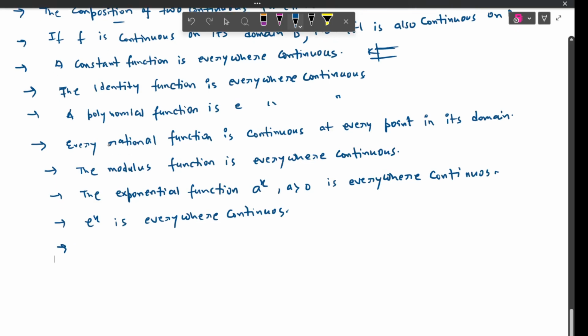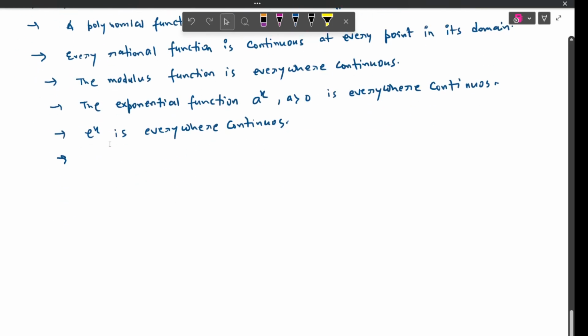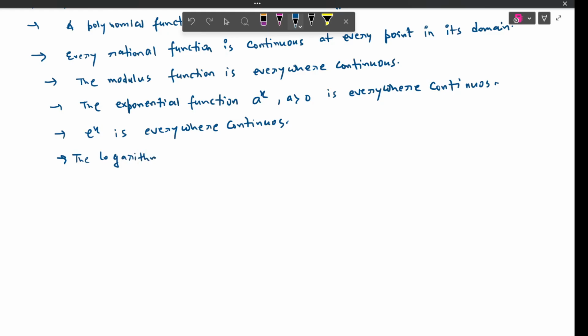Next point. The logarithmic function is continuous in its domain. Okay. Next point.